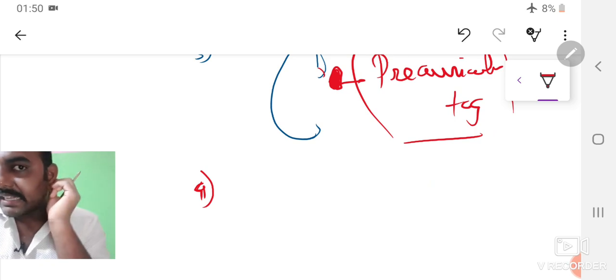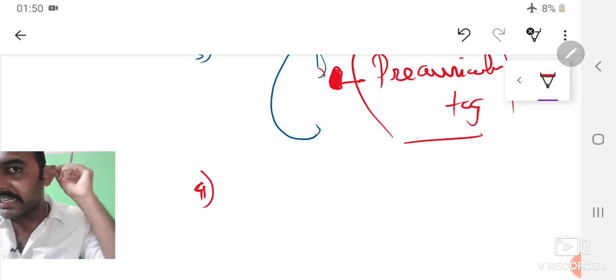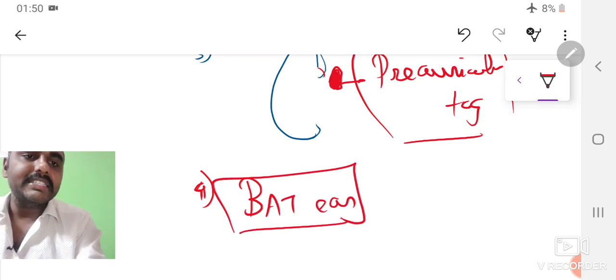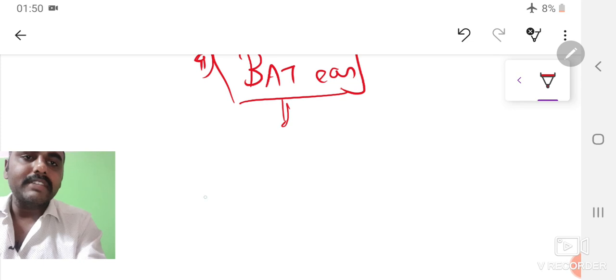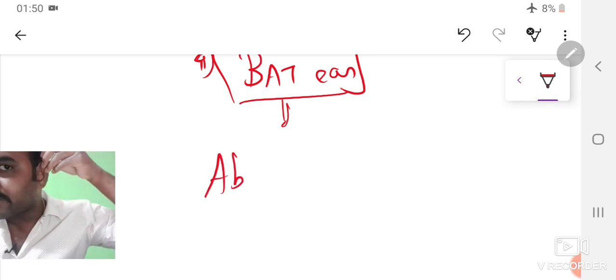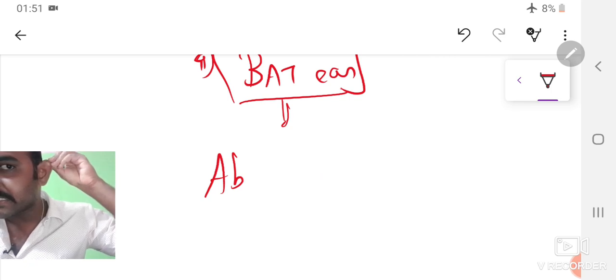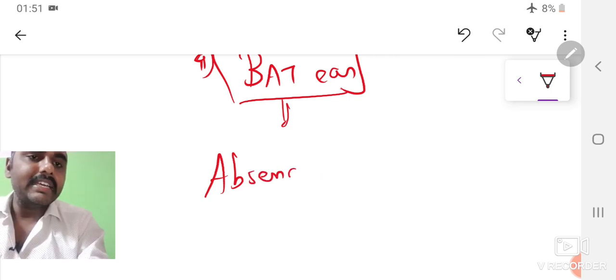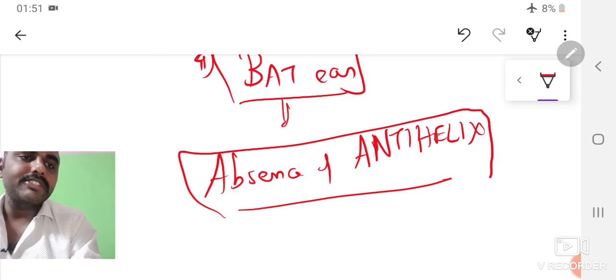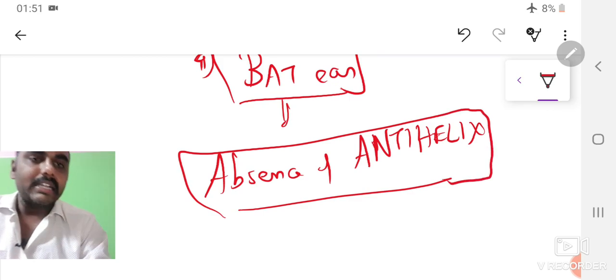So say if my pinna is like this, and when I just pull it like this, okay, now it will appear like the pinna of a bat, right. So this is called bat ear. Bat ear is nothing but, it is because of the absence of the antihelix. This antihelix part, if it is absent for me, then my ear will appear like this, okay. So the bat ear is because of the absence of the antihelix, okay.